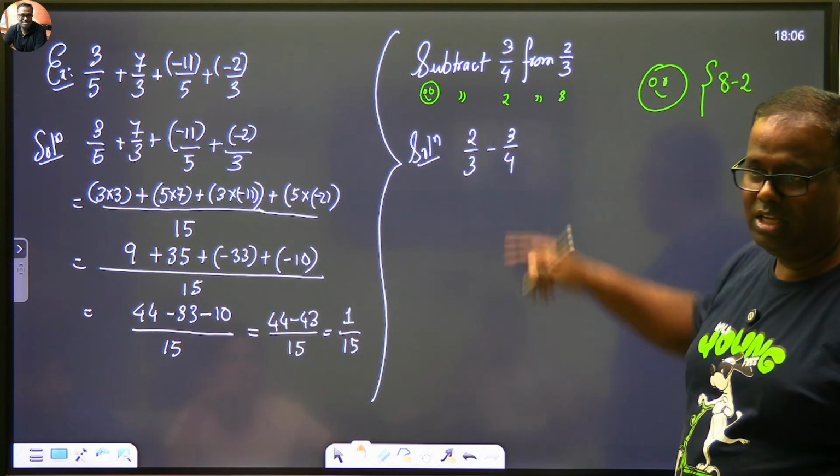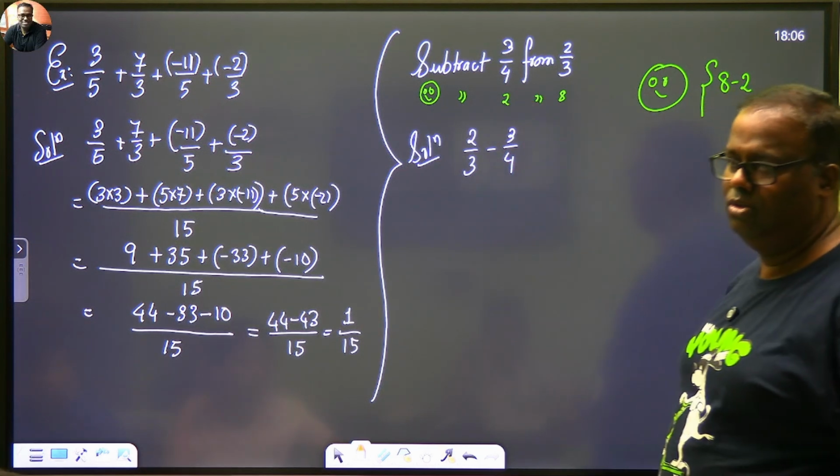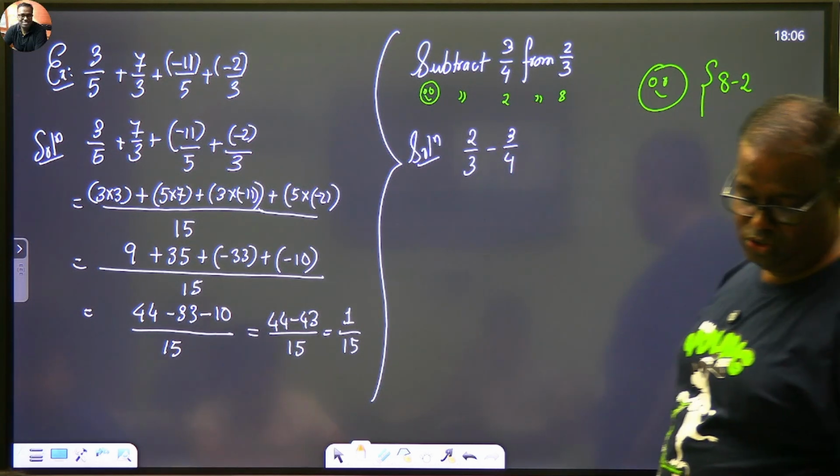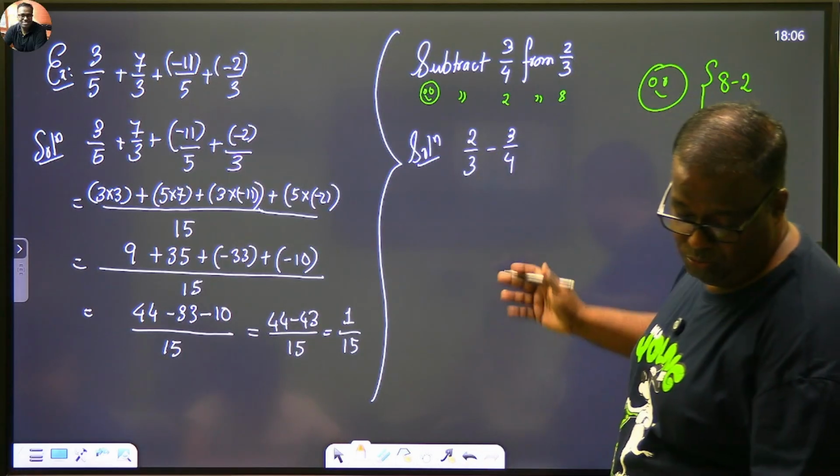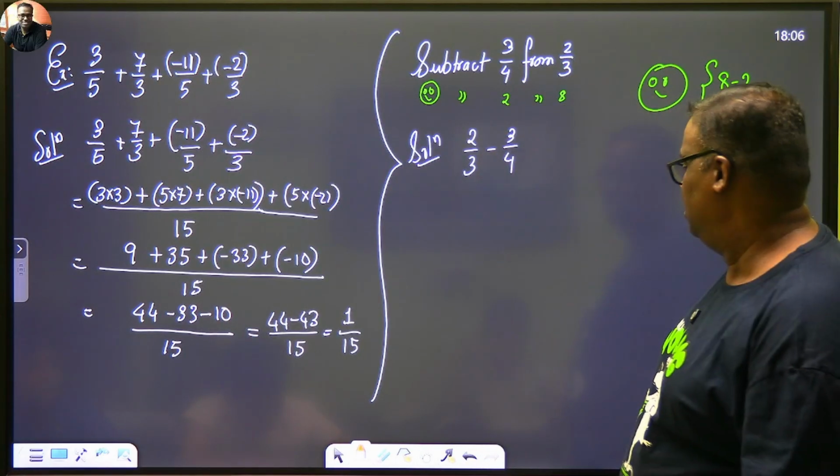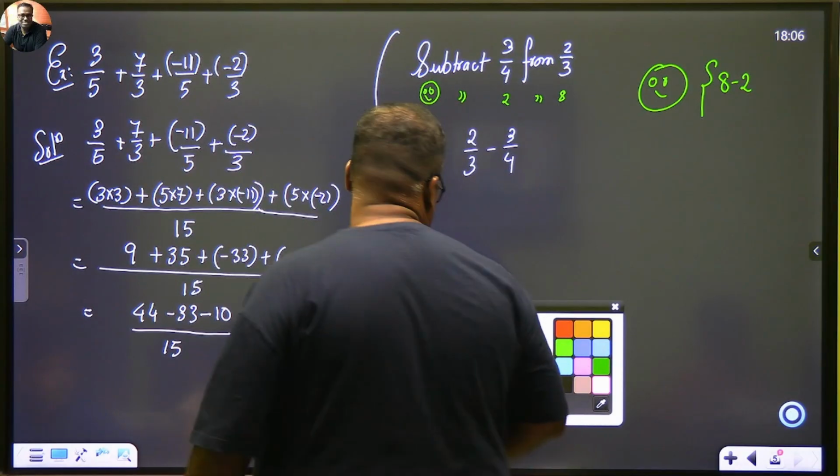How to go ahead? And if you think that without this trick you can do it, very good. If you know, your English is good. So I'm not teaching this problem. I hope you know how to do it. The next type of question is like this.